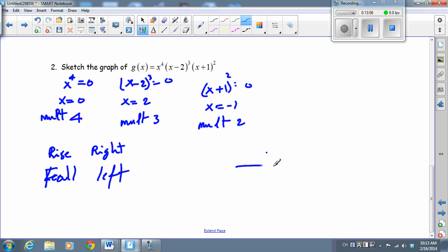Alright, to graph it, I start with my line, of course. I'll put the zeros at multiplicity. 0 is a solution.